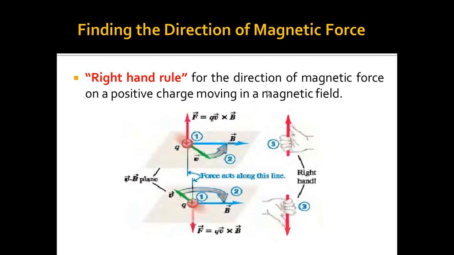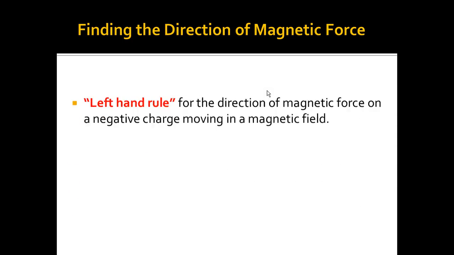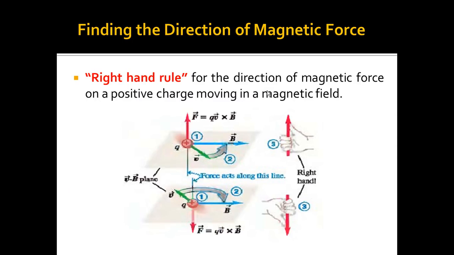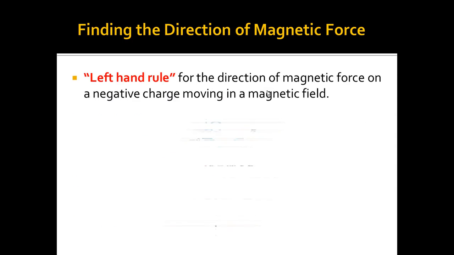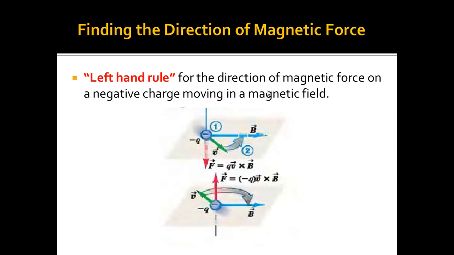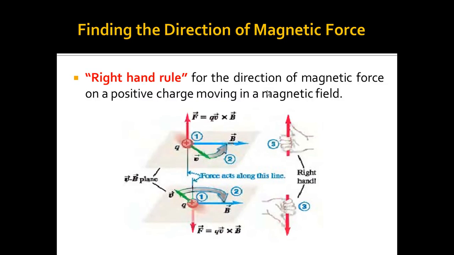So the right-hand rule is our convention for determining the direction of the magnetic force on a positive charge moving within a given region of an established magnetic field. Okay, so the right-hand rule is used whenever the charge that is entering the field is positively charged. Now, if the charge happens to be negative, of course, we will be using the left-hand rule instead. Okay, so at this point, we'll just be focusing first on the right-hand rule.